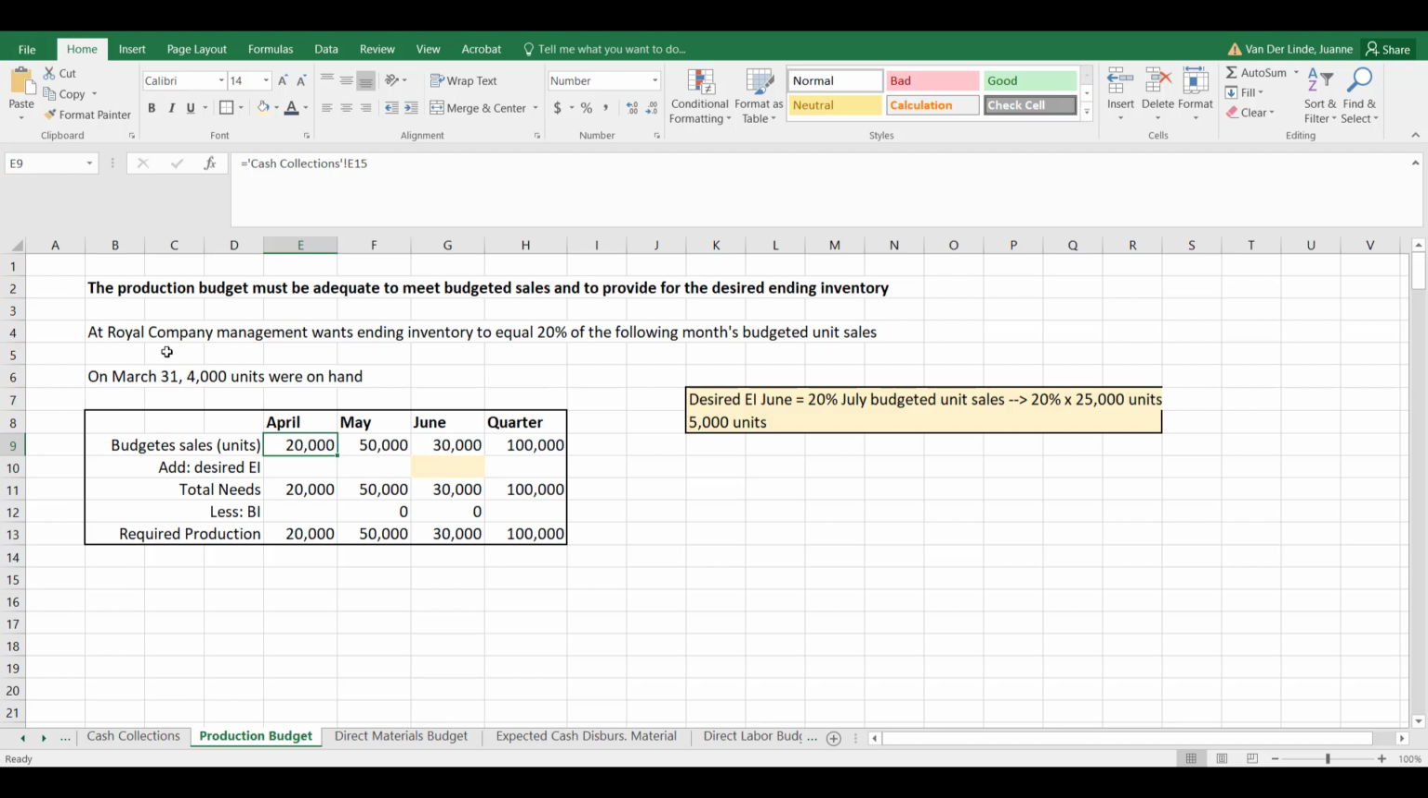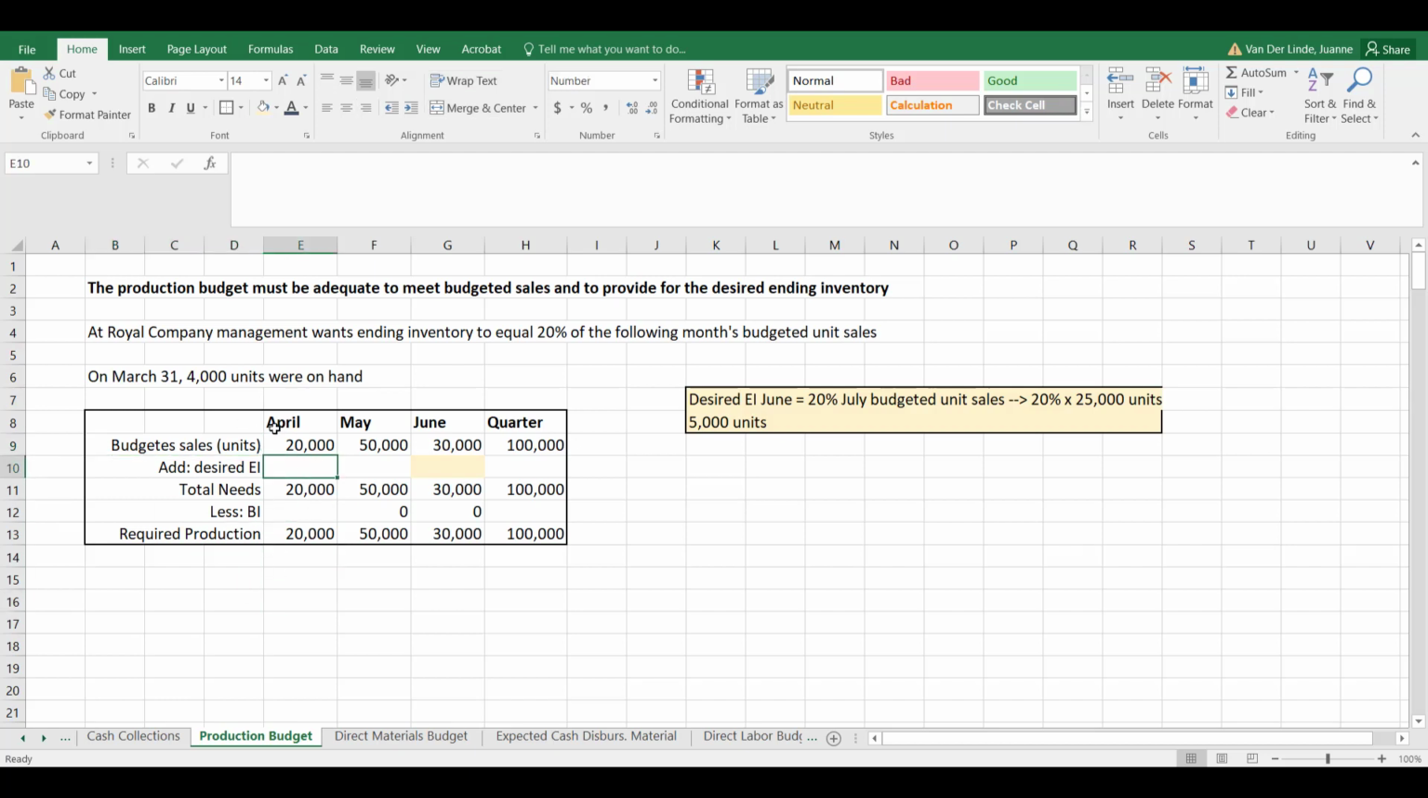Now, they also give us the March 31st ending inventory. So on March 31st, 4,000 units were on hand. So that's the amount that we started April with. So for this production budget, you start with the budgeted sales in units, and then you add the amount of units that you want left over. So that'll tell you how many units you need. Then if you know how many units you need, you subtract out the units that you started with for the month to know how many units you need to make.